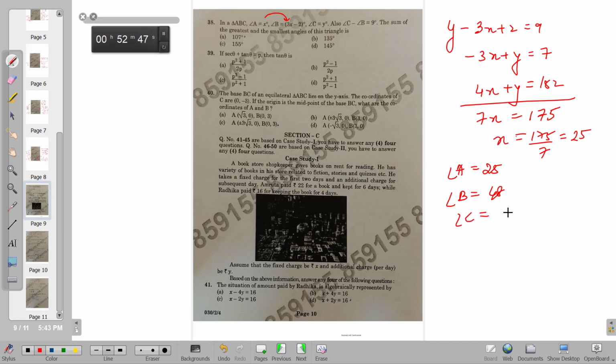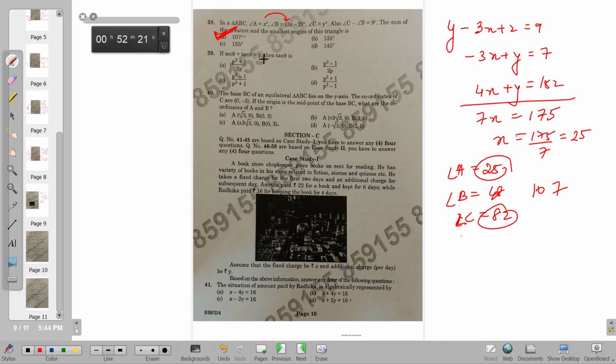Angle C will be equal to y. What will y be? 7 plus 3x. 7 plus 3 times 25, which is 75 plus 7, 82. Okay, we got all the angles. Now we needed the sum of greatest and smallest. So the sum of these two, which is 107. So answer is A.